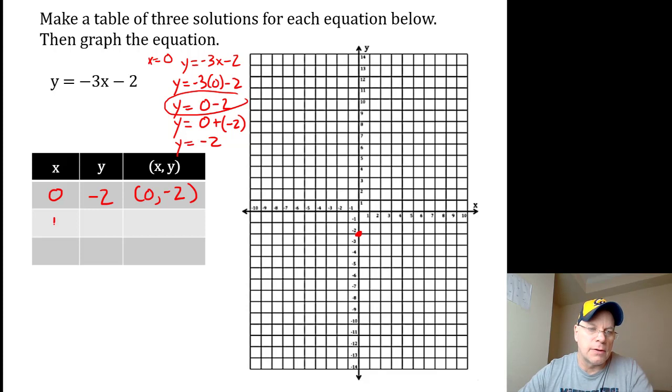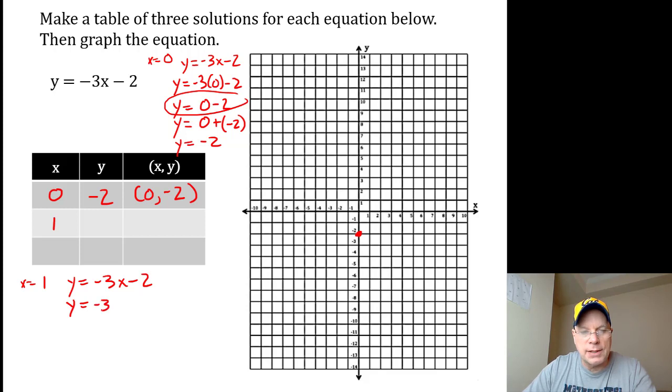I'm going to pick another value for x. I'm randomly choosing one. I'm just choosing an easy number to try, like positive 1. If x is positive 1, I write my equation, y equals negative 3x minus 2, and I substitute positive 1 for x. Y equals negative 3 multiplied by positive 1 minus 2. Negative 3 multiplied by positive 1 is negative 3. So I have negative 3 minus 2.